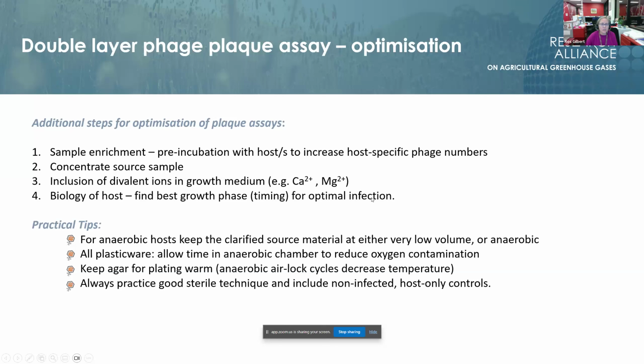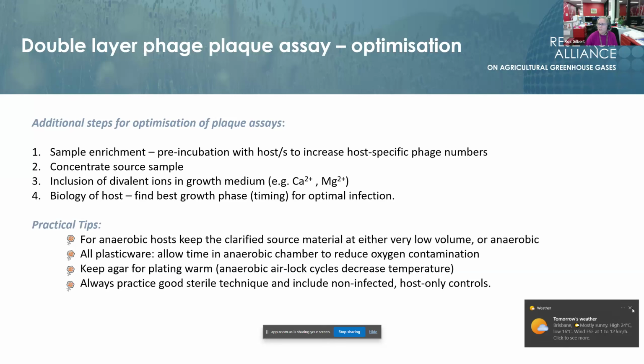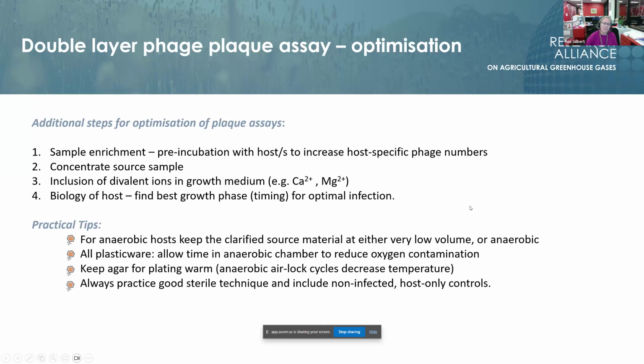You can concentrate your source samples. That might help concentrate the phage particles, particularly if you're using something like wastewater. You can include divalent ions because divalent ions are sometimes essential for phage attachment to cell walls. At the end of the day, it's really important that you understand the biology of your host. You need to find the best growth phase for optimal infection.